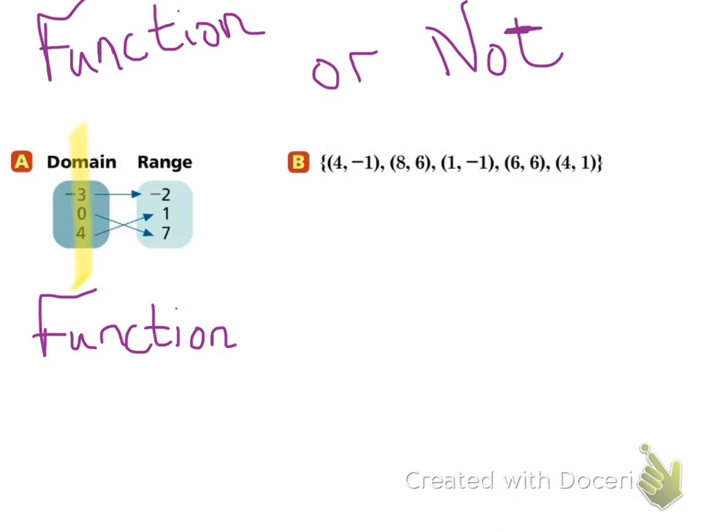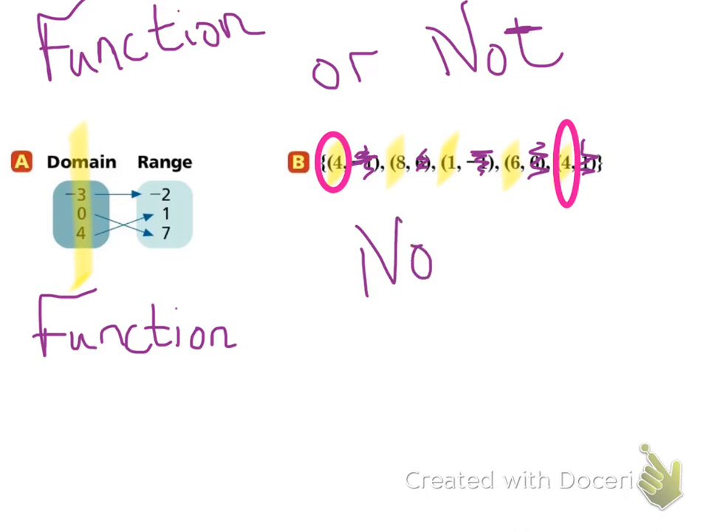So now, the way I always do it whenever I have a list of ordered pairs is I go through and I highlight or underline or mark my x's, because I don't need to worry about what these y values are. For determining if it's a function or not, it's do any of your x values repeat? Well, this 4 shows up twice. So this means this is not a function.